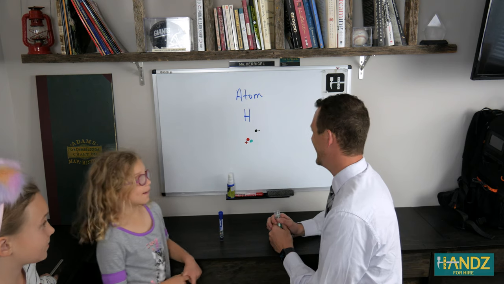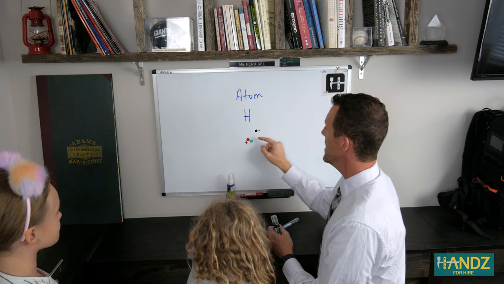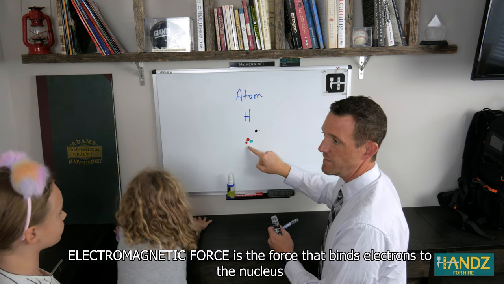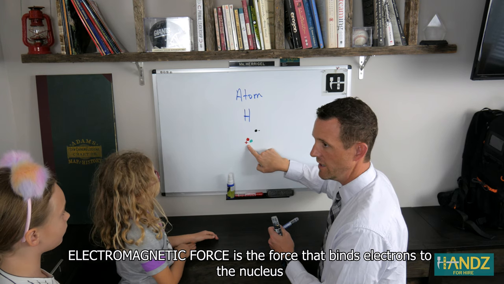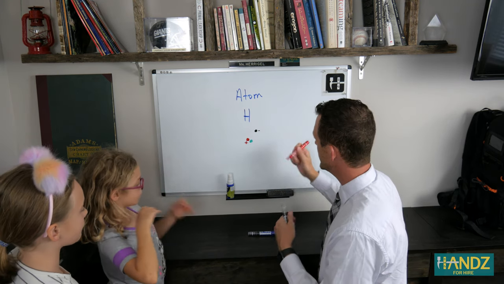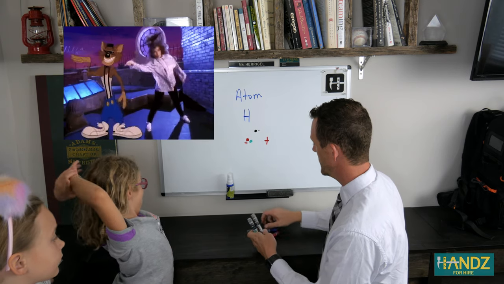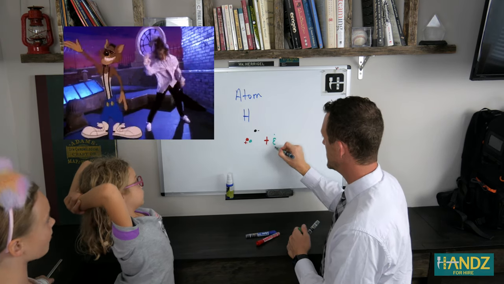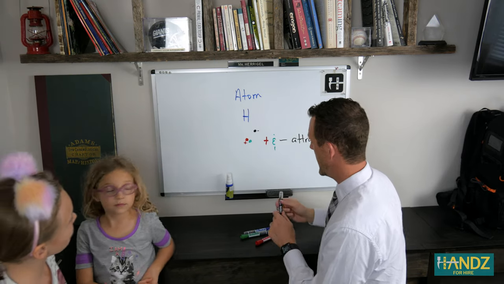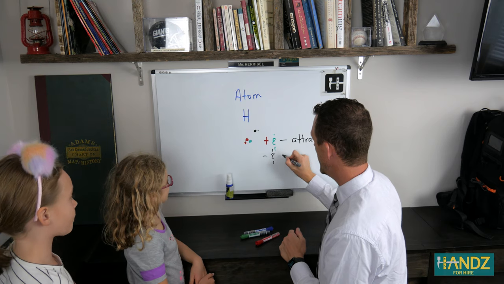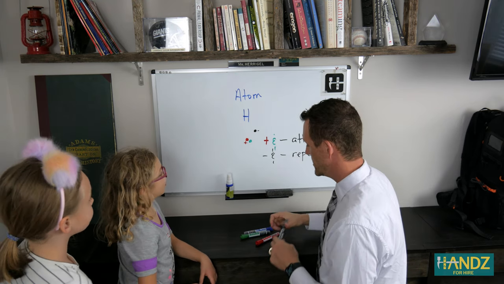Yeah, that's true. So anyway, because these are moving all around super fast, there's an attractive force that keeps this electron bonded with this center here. What we know is that opposite charges, positive and negative, attract. But we also know that negative and negative repel.